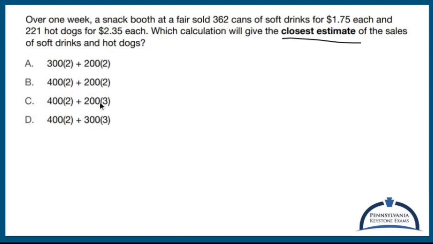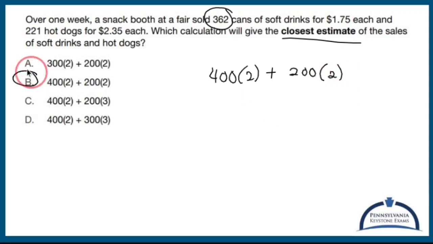All right, so they want us to round the numbers to hundreds, and the dollars to whole dollars. So I'm going to round 362 up to 400. So we'll say 400 cans of soft drinks for $2 each, plus 221, let's make that 200, for $2.35 each, let's make that $2, rounding down. So yeah, I think we can go right to B on that one. That seems to be the best estimate right there. I like it. Let's circle B, done.